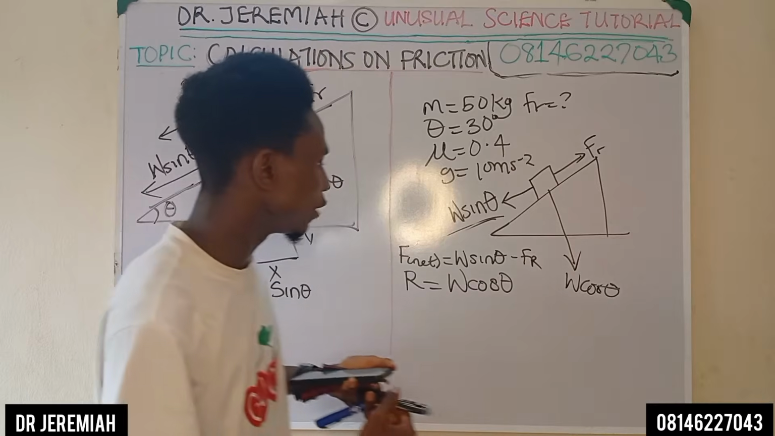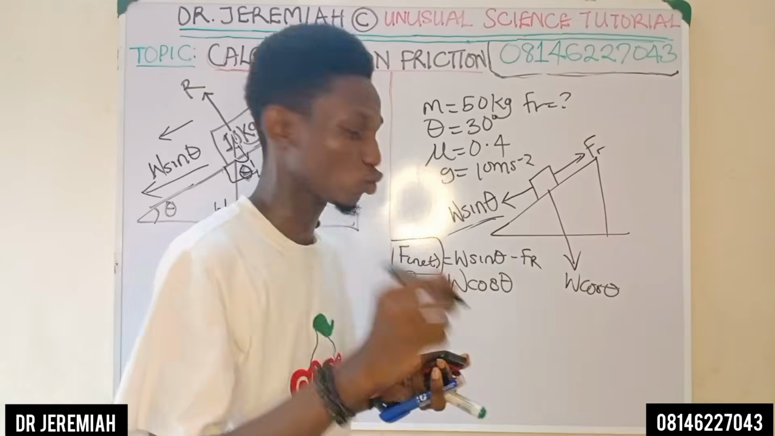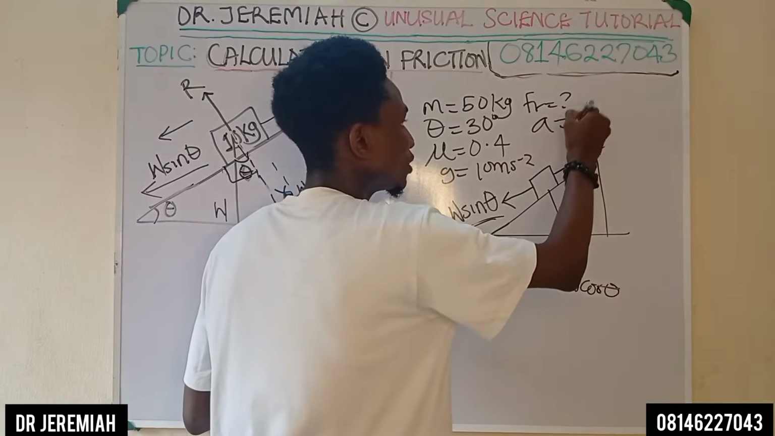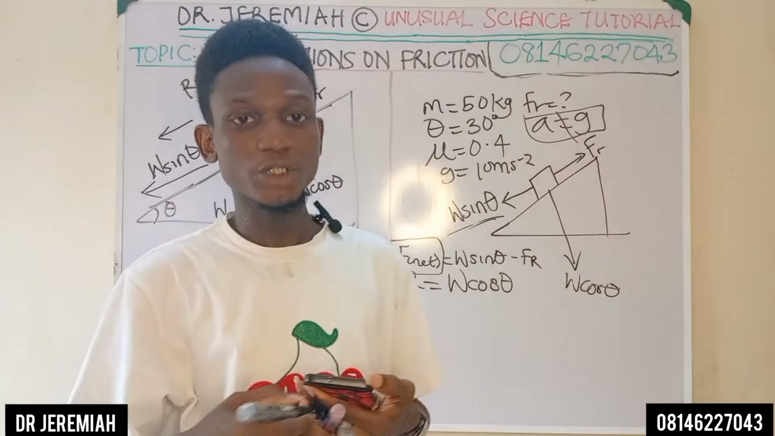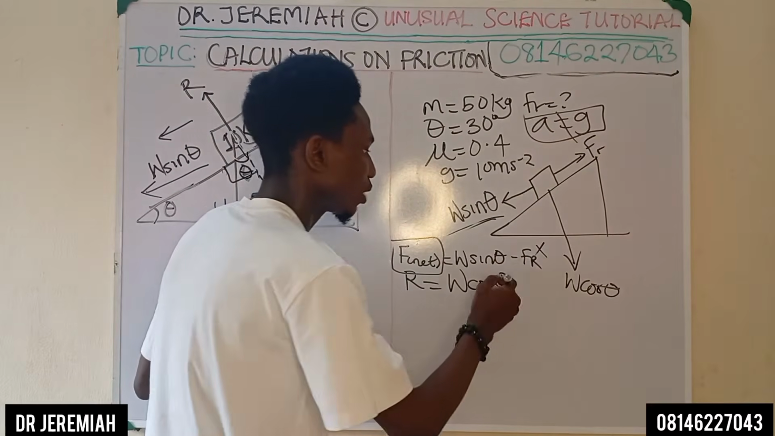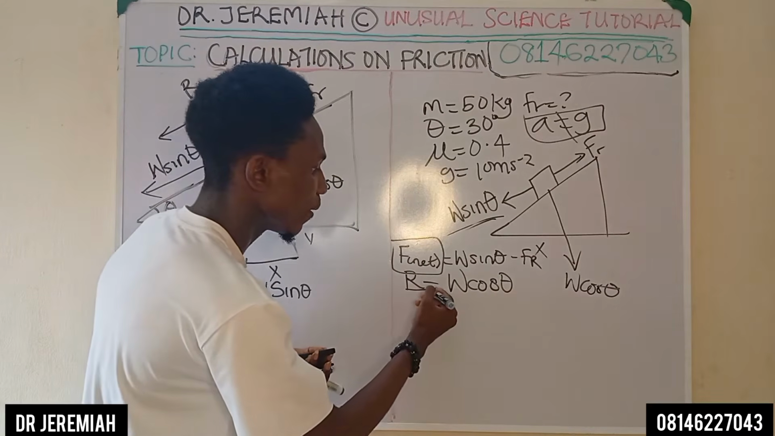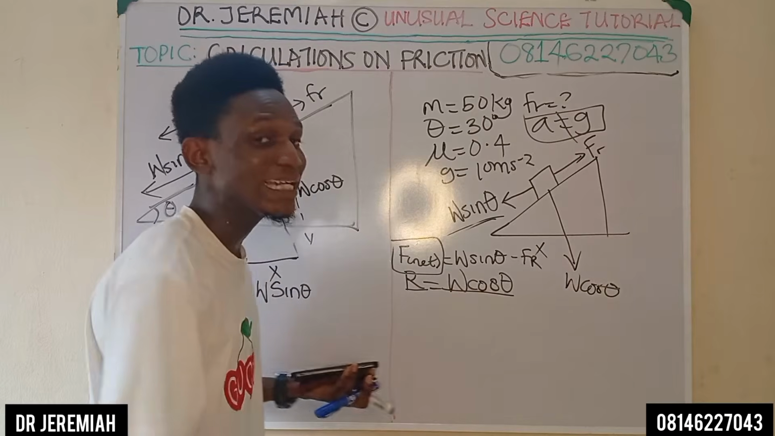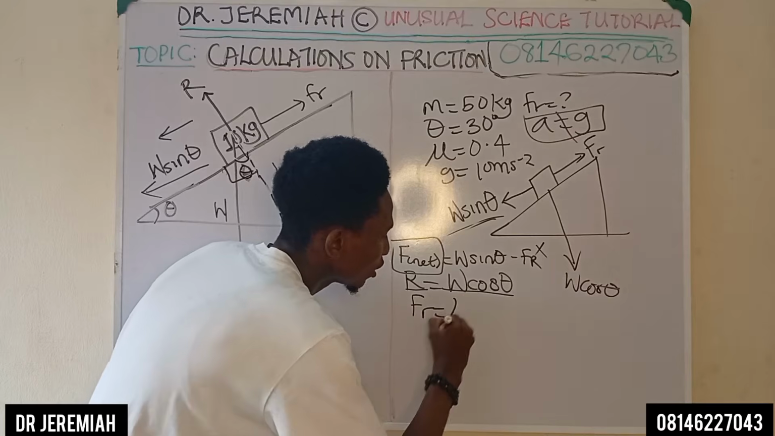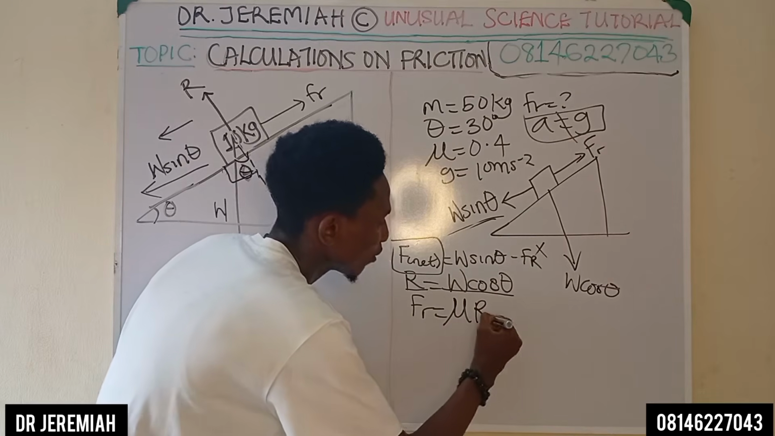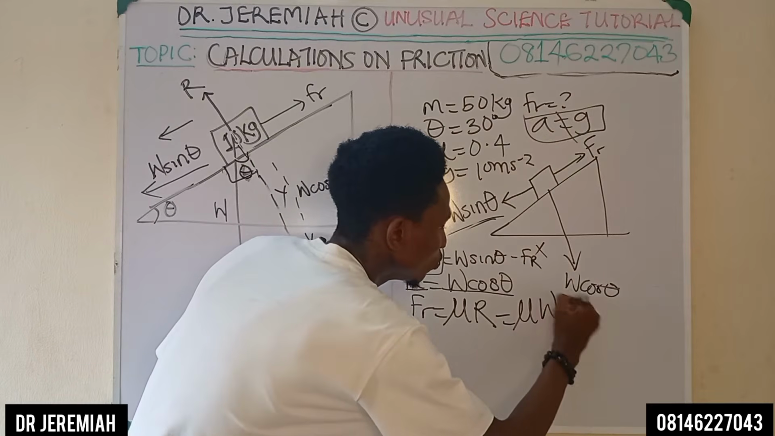Now, if you look at this very well, we don't know what the net force is because we're not given acceleration in this question. Please take note. Acceleration is not equal to g here. So we don't know acceleration, which means we can't use this to calculate frictional force. But we know W cos theta. And remember our fourth derivation earlier that frictional force equals mu R.